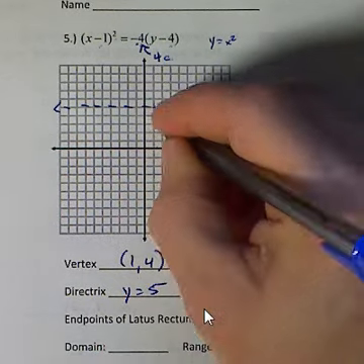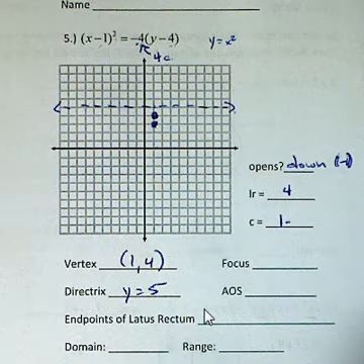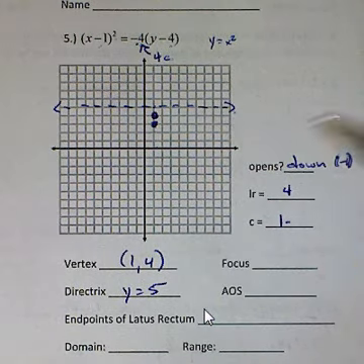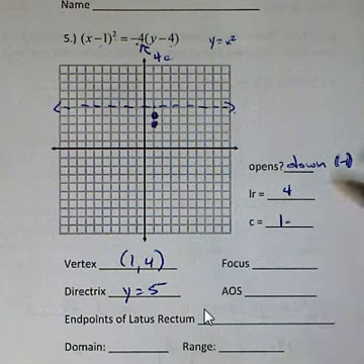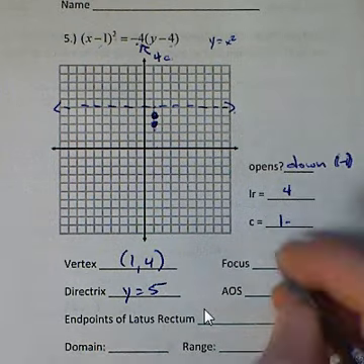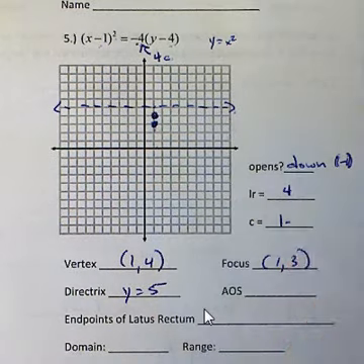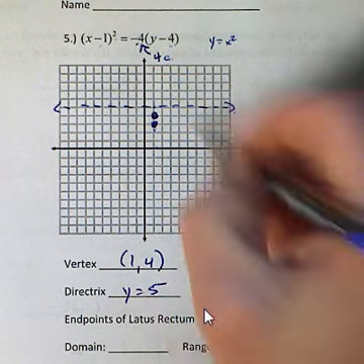So the focus is also going to be 1 away from the vertex in the opposite direction of the directrix, and it's in the direction that it's opening. So if it's opening down, the focus comes down 1. So the coordinates of the focus are 1, 3. And so again, it's going to be opening this way.